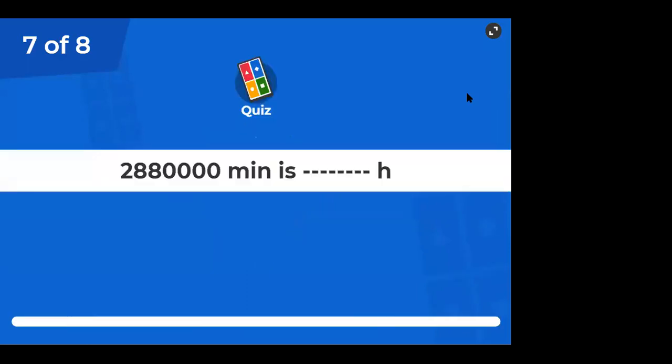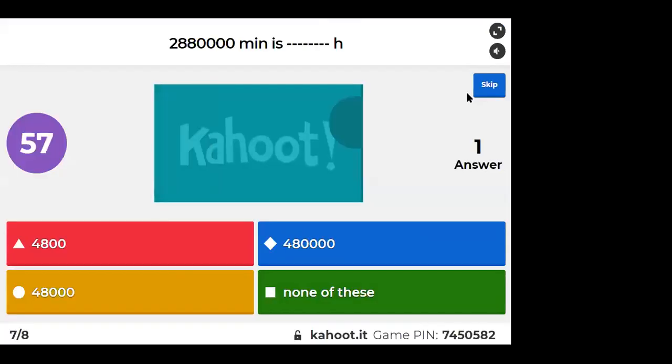So 28,80,000 minutes is dash hours. Don't use calculator, guys. Don't use calculator. Calculate by yourself. I hope all of you are very honest in calculating by yourself.